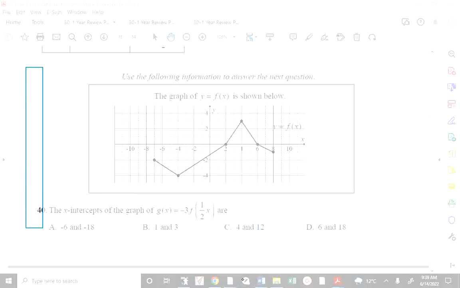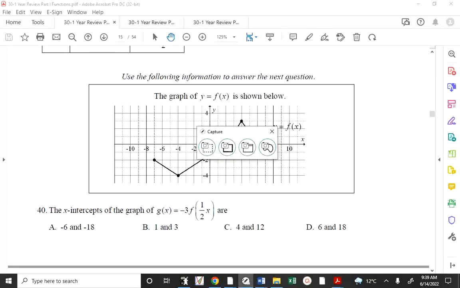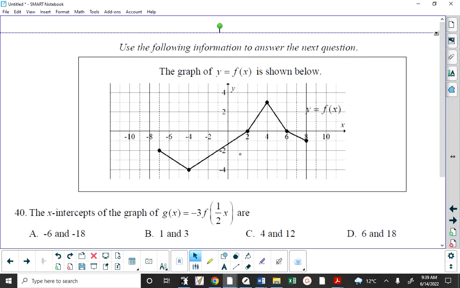So we want to know the x-intercepts of this new graph. And we're given the graph of the function, and the new graph is g of x, which is -3 of 1/2 x.